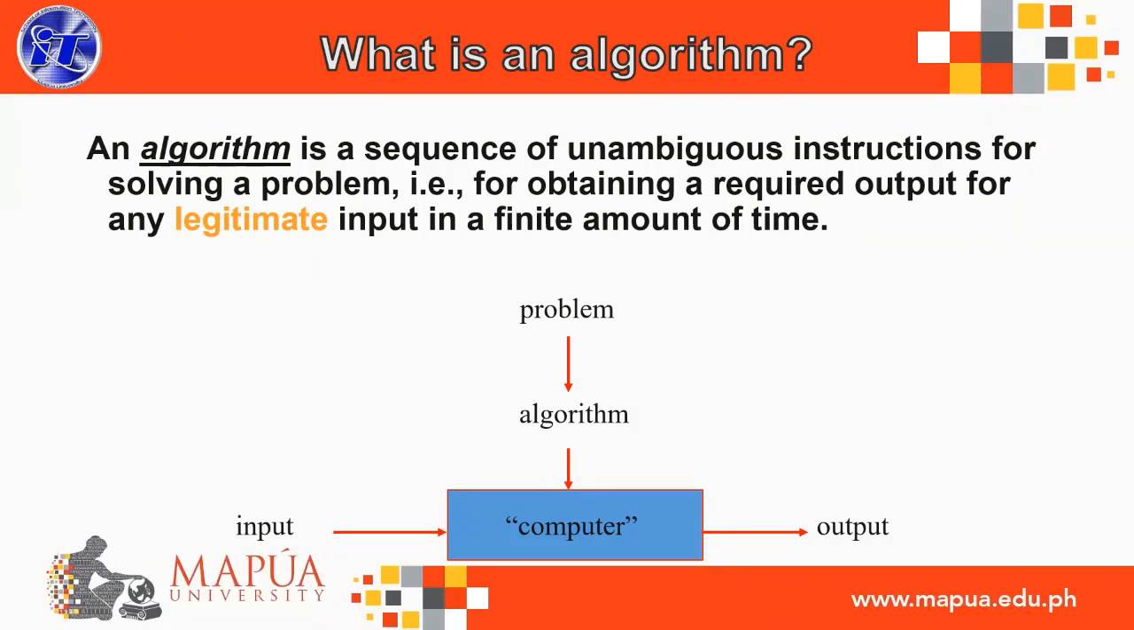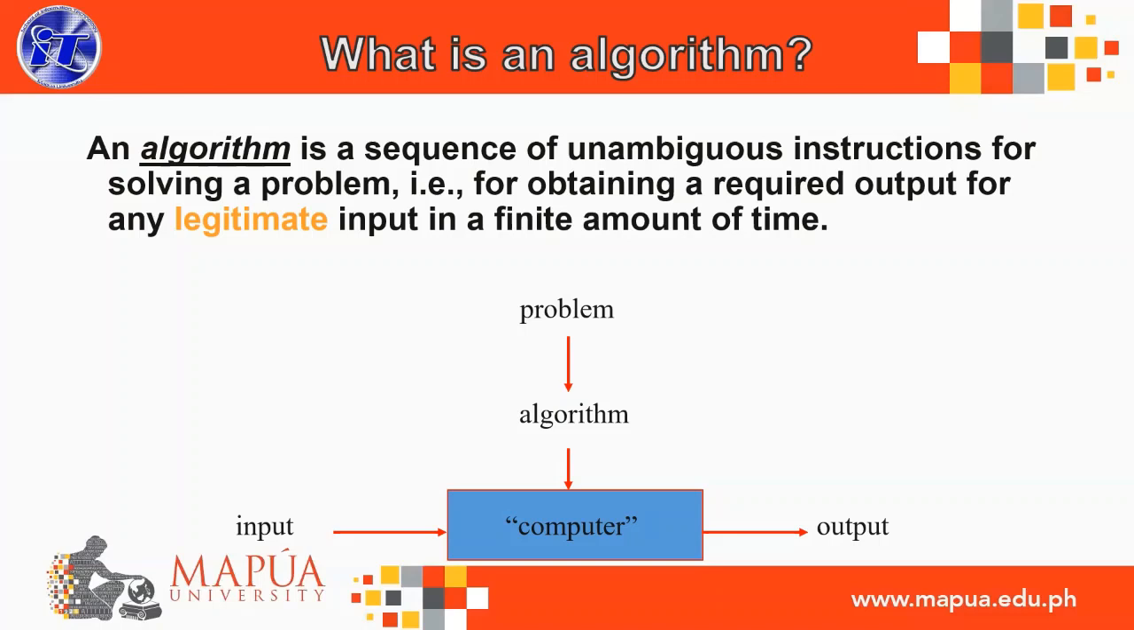And based on our definition, these are the keywords that determine a good algorithm. First, unambiguous instruction. If we say unambiguous instruction, it should be clear, concise, easily understood by anyone, so easily implementable by anyone. Second, legitimate input. The legitimate inputs are the set of inputs wherein this algorithm works. Outside of it, definitely the algorithm will not work.